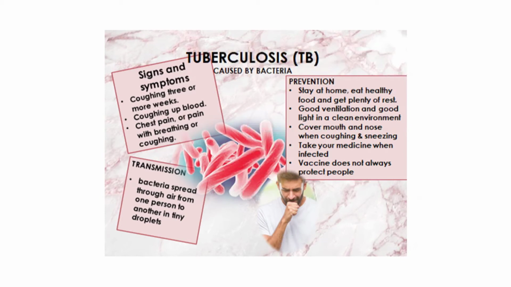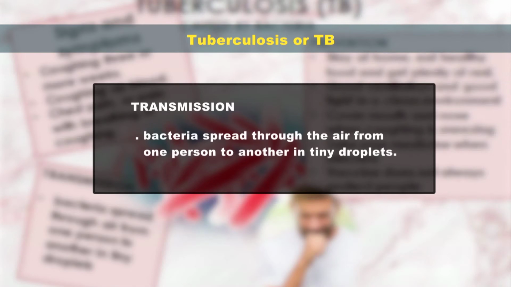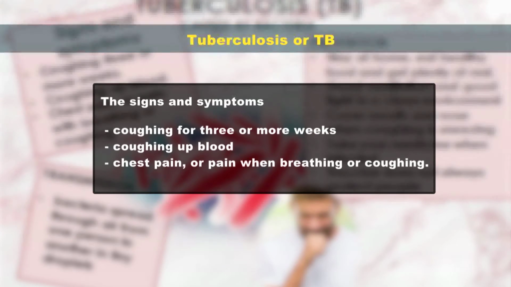The first infectious disease in Namibia that we are going to look at is tuberculosis, or TB in short. TB is transmitted by bacteria that spreads through the air from one person to another in tiny droplets. TB bacteria usually grow on the lungs. The signs and symptoms of TB are coughing for 3 or more weeks, coughing up blood and chest pain, or pain when breathing or coughing.